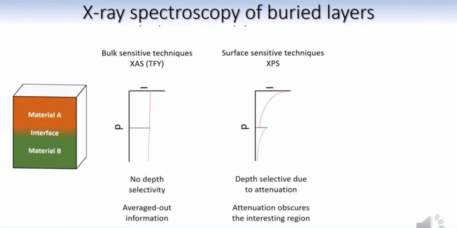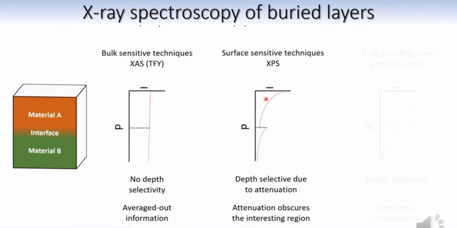In the first case, the information we obtain is averaged out in depth, and it's very hard to discriminate interface from the bulk information. In the second case, signal attenuation makes it challenging even to reach the interface or the buried layer. And even if we are successful, some interesting information, such as the bottom of material A here, is lost because most of the information comes from above, from the top and from the bulk of the material A.